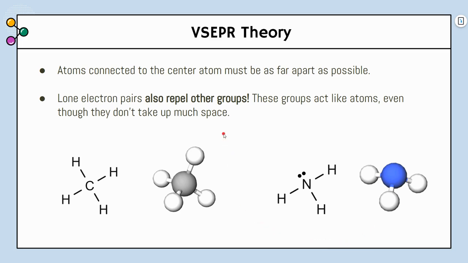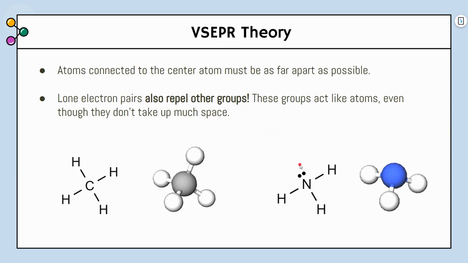Remember, though, that atoms connected to the center atom always have to be as far apart as possible, and know that lone electron pairs, such as on this NH3 on the bottom right, also repel other groups. They kind of act like a fourth atom, even though they're not really massive. They don't interact with other atoms, but they do take up this area.